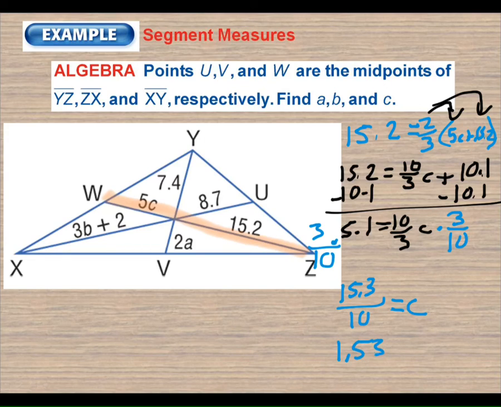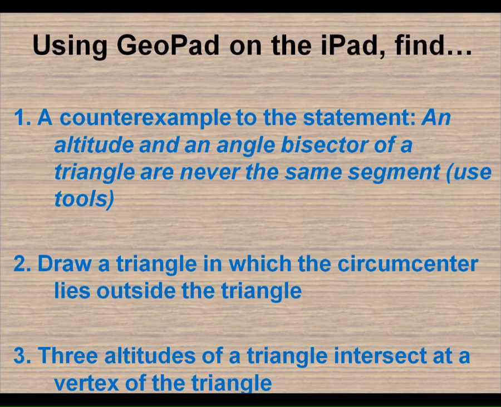Is that what we got? All right, so C itself is 1.53, which now means you could find each of these pieces. If I plug in 1.53 here and multiply that by 5, that's from here to the centroid. So this can give us a lot of information just by knowing we have some medians here. Okay.